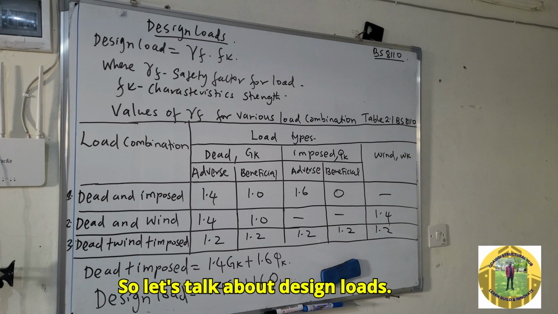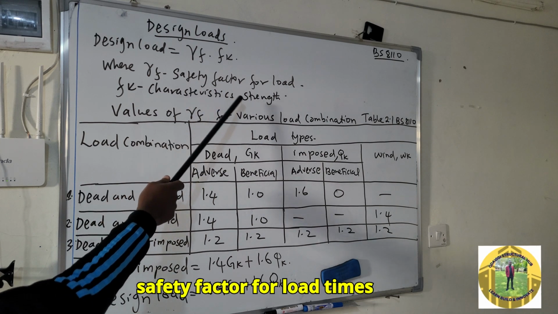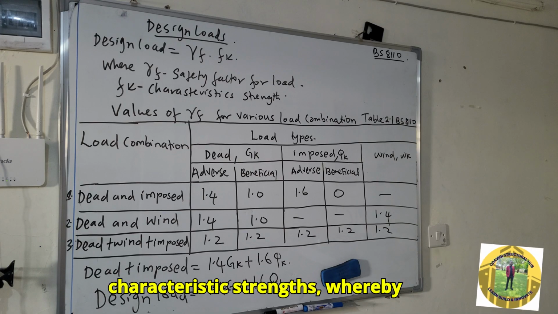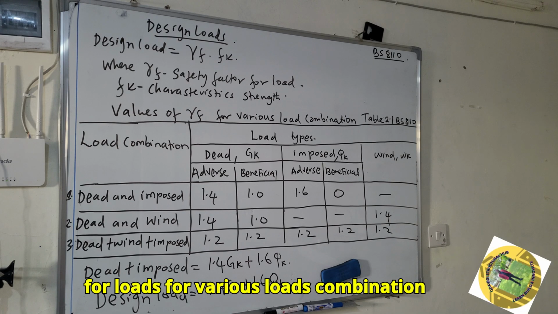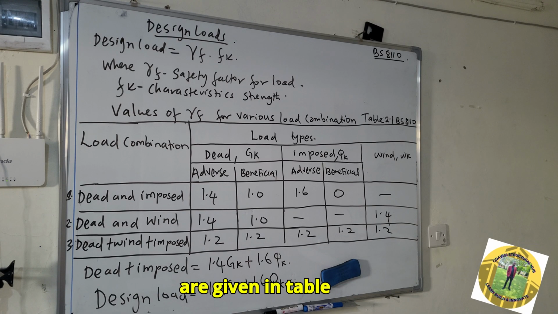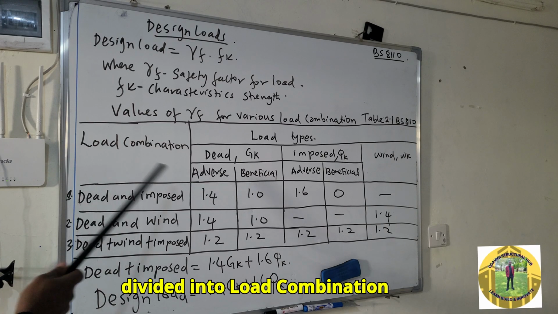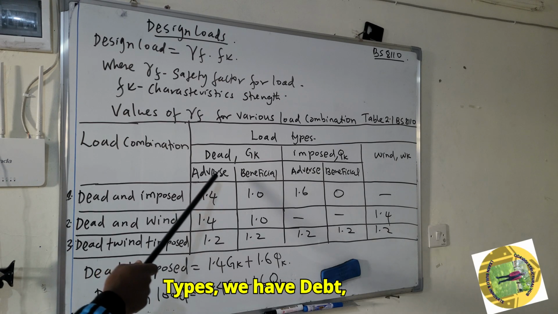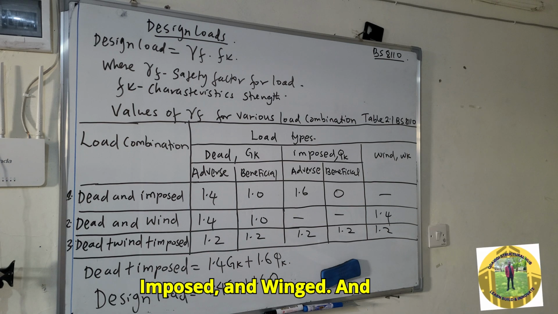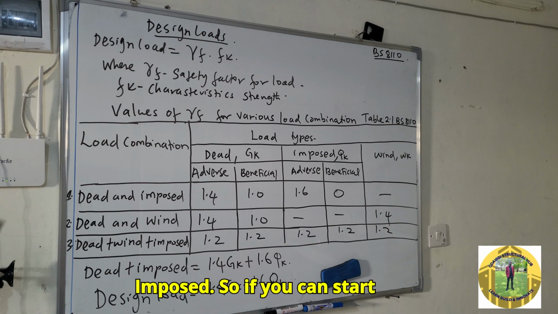So let's talk about design loads. So design load is given by safety factor for load times characteristic strengths, whereby the values of safety factor for loads for various loads combination are given in table 2.1 of BS 8110. So this is the table. It is divided into load combination and load types. Under load types, we have dead, imposed, and wind. And dead is divided into adverse and beneficial, the same as to imposed.